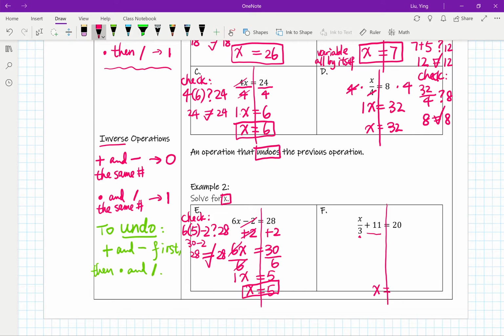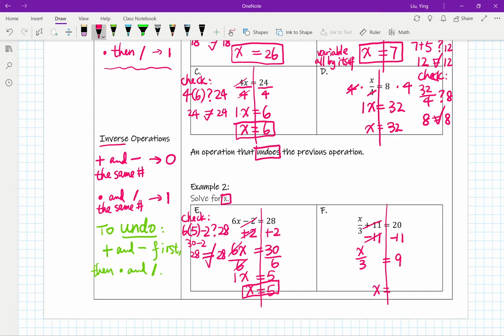Well, because we're undoing, we're going against nature, we're going to do plus and minus first. So we will undo the plus 11, which is minus 11, and we would do that on both sides to balance the equation. Okay, so when you add and subtract the same number, they would be 0, and what's left is x divided by 3. And on the right-hand side, 20 minus 11 is 9.